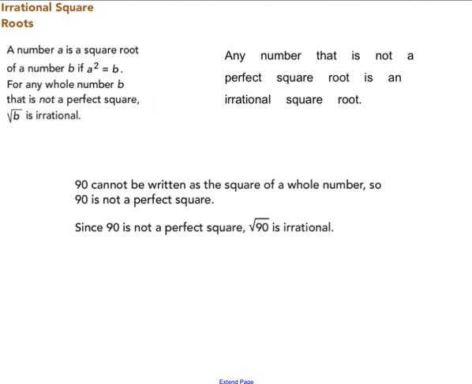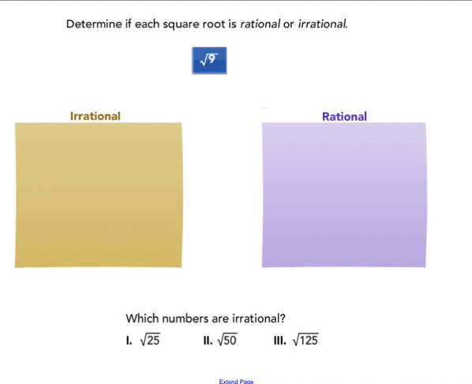Irrational square roots: any number that is not a perfect square root is an irrational square root. Okay, for example, the square root of 90 is irrational. That's not perfect. The square root of 32, the square root of 7, the square root of 3. None of those are perfect squares. Therefore, it is irrational. So here we get to our first example. Determine if each square root is rational or irrational.